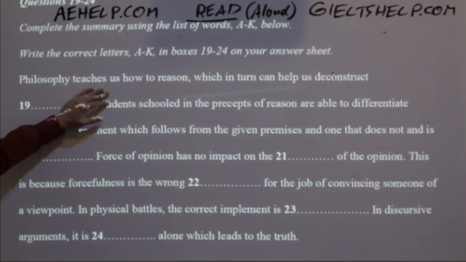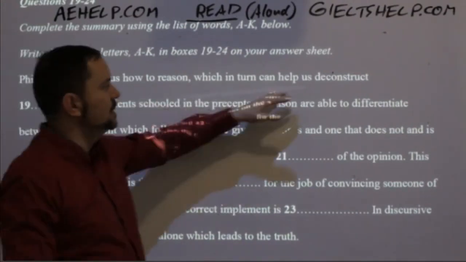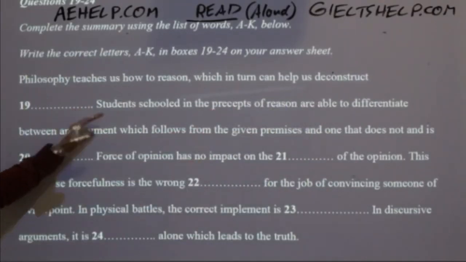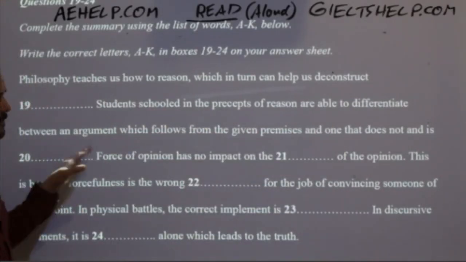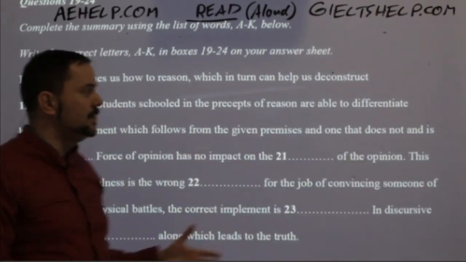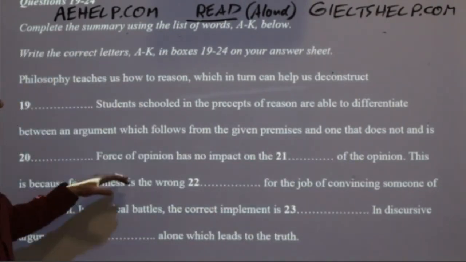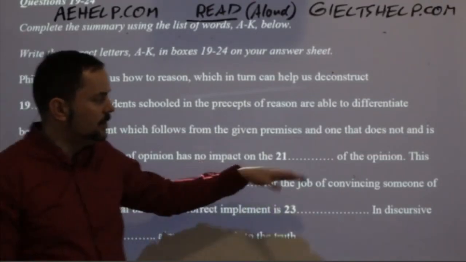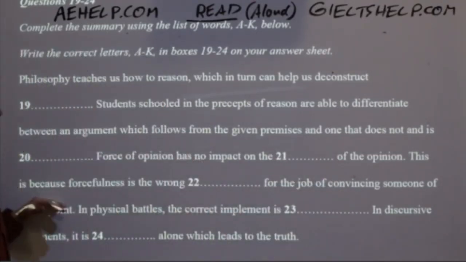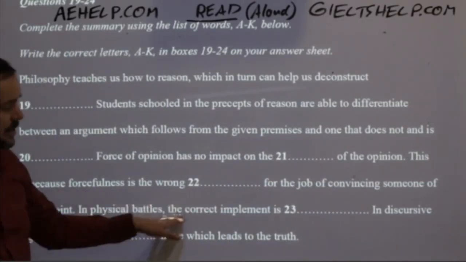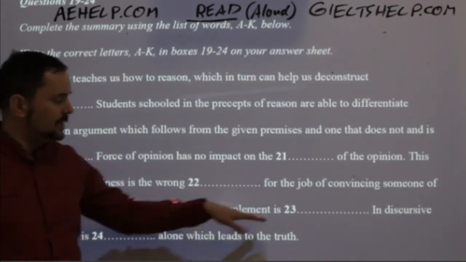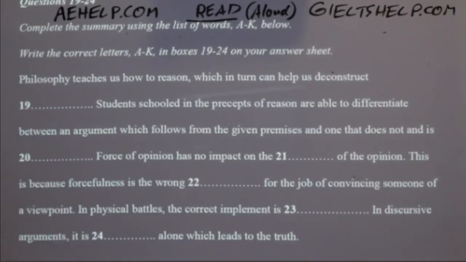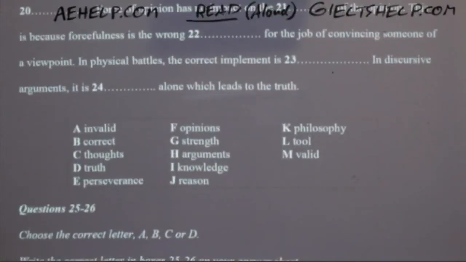Read with me. Philosophy teaches us how to reason, which in turn can help us deconstruct something. Students schooled in the precepts of reason are able to differentiate between an argument which follows from the given premises and one that does not and is something. Force of opinion has no impact on the something of the opinion. This is because forcefulness is the wrong something for the job of convincing someone of a viewpoint. In physical battles, the correct implementation is. In discursive arguments, it is something alone which leads to the truth.